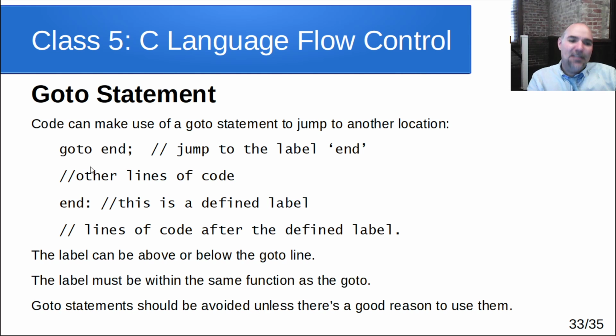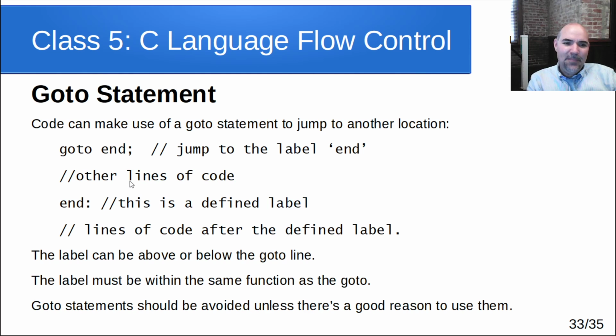But note that with goto, you cannot jump from one function to another function. With setjmp and longjmp, you can jump from one function to another function, but only by going backwards in time, sending your program back to a previous place where the setjmp occurred. We'll talk about that later. That's kind of a weird, cool thing that you might need in some situations.